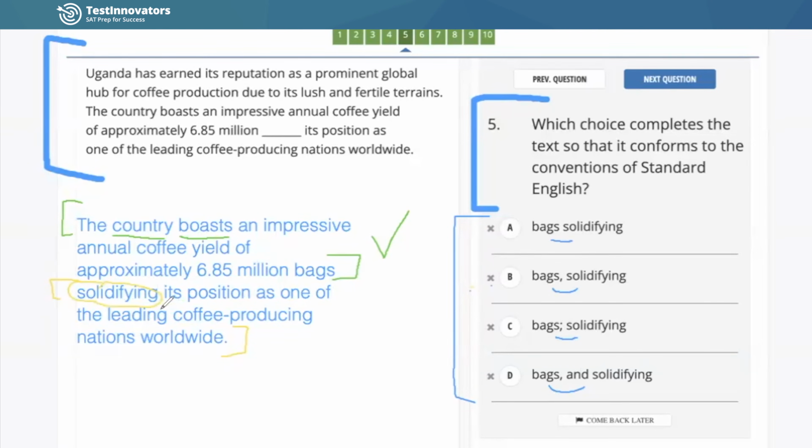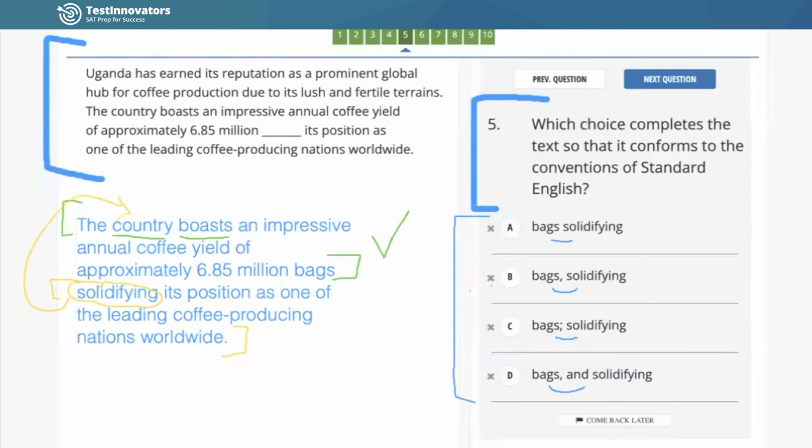So let's read this part again. Solidifying its position as one of the leading coffee producing nations worldwide. What is this part doing exactly? Well, we can see that this is providing additional information about the country, Uganda. It's acting, in other words, as an adjective.